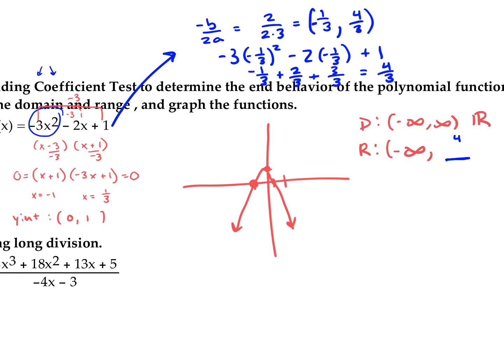So my range goes to 4/3. Do I have a parentheses or bracket? Bracket. Be careful when writing the range. If it opens down, it starts with -infinity. So you always start with the smallest number, then go to the largest. If it opens up, you start with the number, then it goes to infinity. If it opens down, you start with -infinity, then it goes to the number. That was a common mistake on the quiz. So our graph technically goes like this, and then comes back down and hits the y.